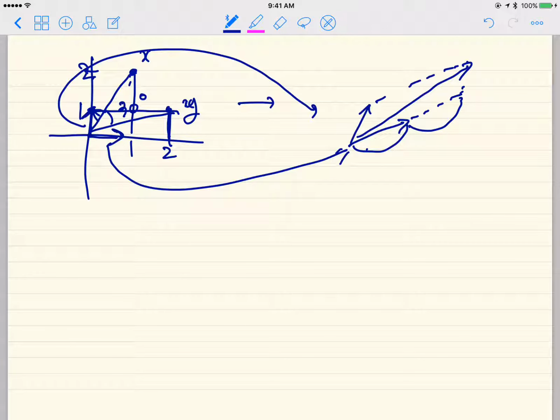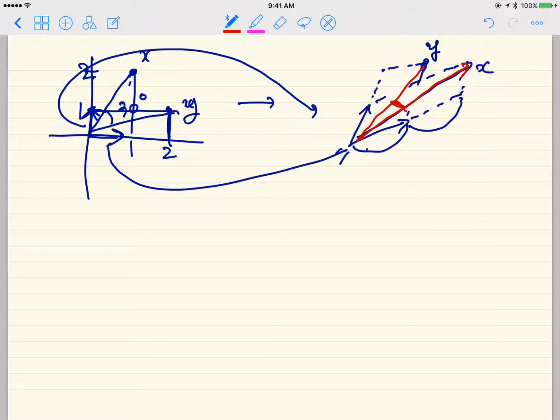And then this guy will have something like this. So this will become x and y, and the angle is already decreased, right, from 30 degrees to maybe 15 degrees or so. So if the angles between the bases are preserved, then any angles between the different vectors will also be preserved, right?